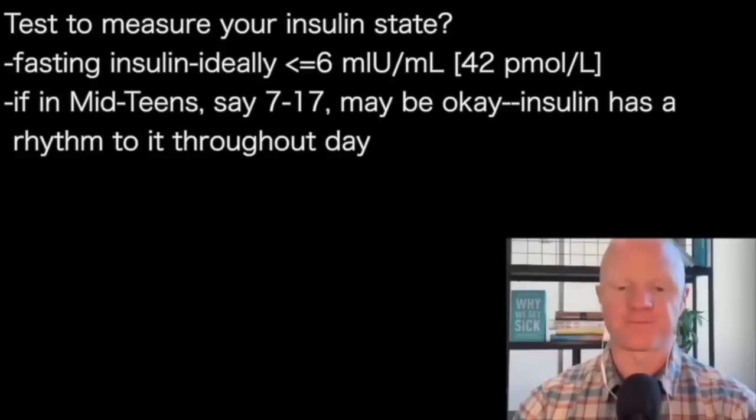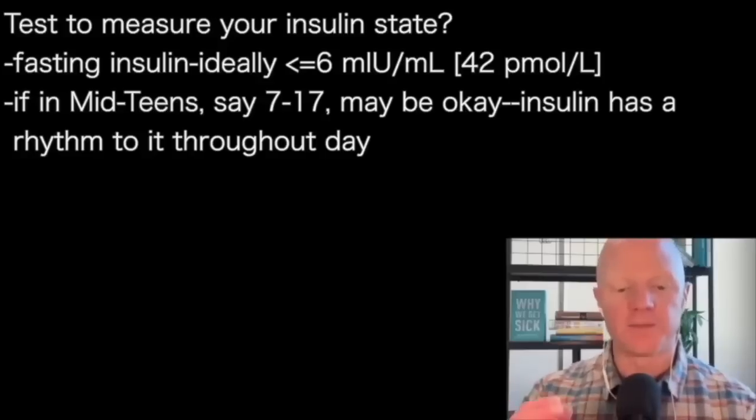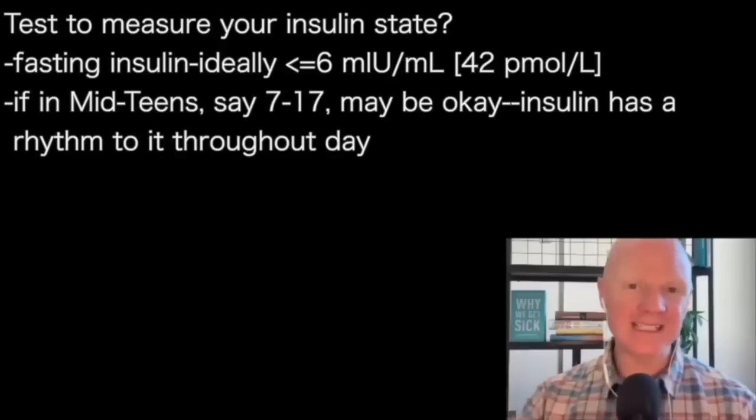Now, however, what if it's a little higher than that? What if it is up to the mid-teens, for example? I have this other cutoff, which is that you can be a little loose with this. If someone has a fasted insulin between, say, 7 to 17 or so, that doesn't necessarily mean they're insulin resistant. Now, why do you ask? Elevated insulin is a sign of insulin resistance.